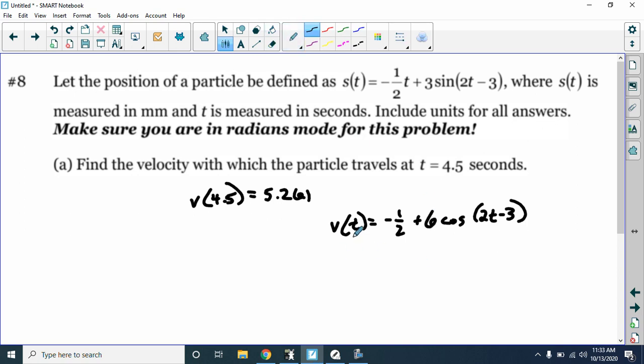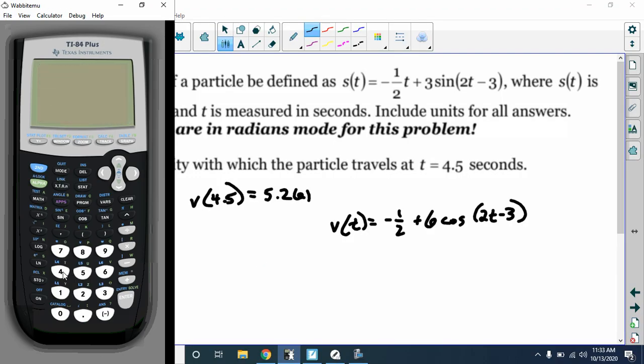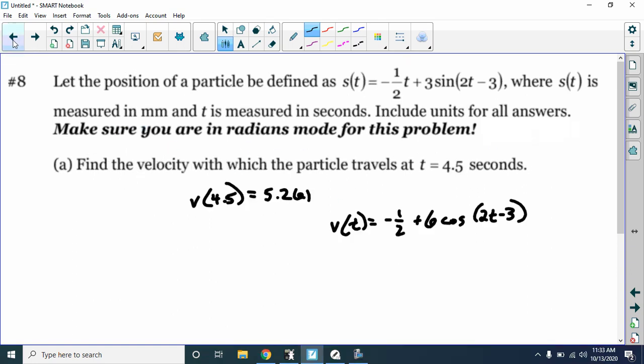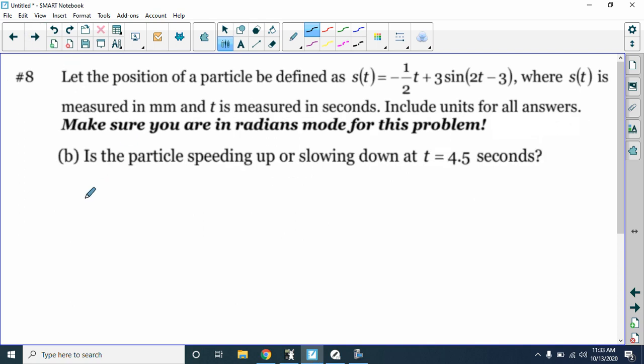So that's velocity, and then you could plug 4.5 into that equation. And we get the same 5.261 we got when we graphed it. Part B wants to know, is the particle speeding up or slowing down at t equals 4.5 seconds? So we already know that the velocity is positive. V of 4.5 was positive. We need to know, is the acceleration positive or negative?